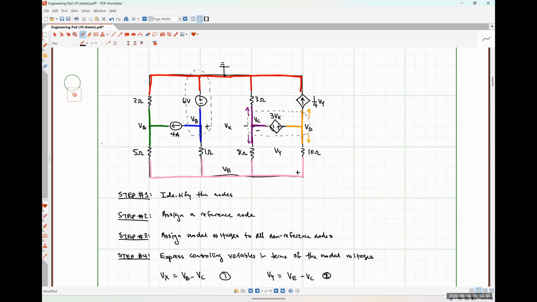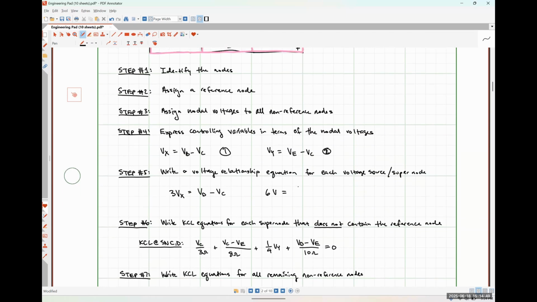I personally would write it as 6 volts is equal to negative VB, just so that we're following the exact same rules. The positive polarity terminal of this voltage source is at ground, so we'll have 0 minus the nodal voltage at the negative polarity terminal, which is VB. So 6 volts is equal to 0 minus VB, which we could just write as negative VB if we were so inclined. So that's equation 3. This is equation 4. Our KCL at our supernode that didn't contain the reference is equation 5.